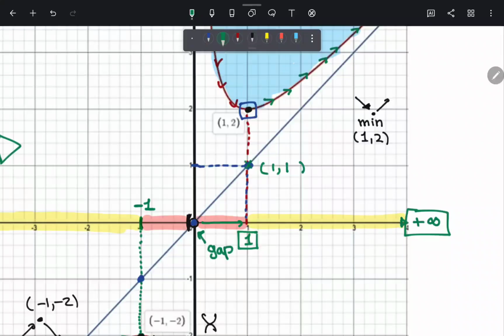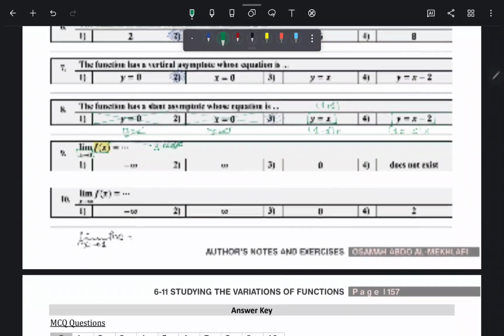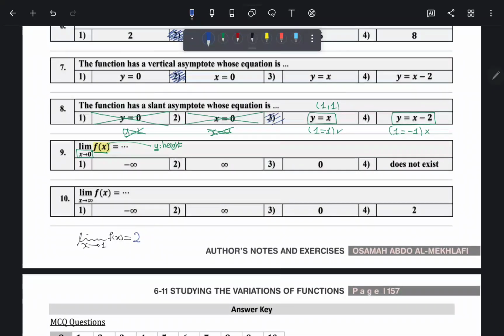طبعا you don't stop here, لا هذا slant asymptote. انت you want the function, so you go to the function. كم الهايت تبع الفانكشن؟ 2. So this question مثلا what is the answer to it? The question I added, هذا الانسر تبعه 2. The limit when x approaches 1, the height will be 2, the value of y.